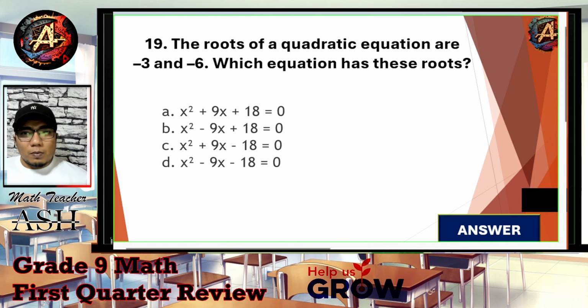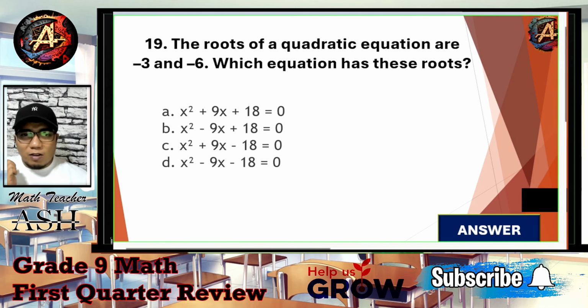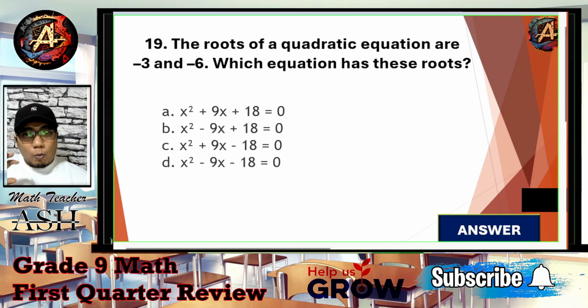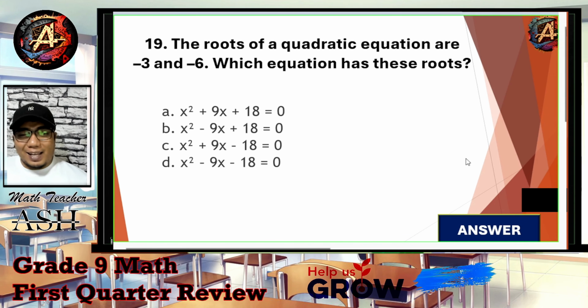Now, in the sum, we know that it is the value of B, but the opposite sign. So, if we add negative 3 and negative 6, that would be negative 9. When we change that to its opposite, that would be positive 9. So, therefore, that would be 9x. So, the correct answer for this one is letter A.